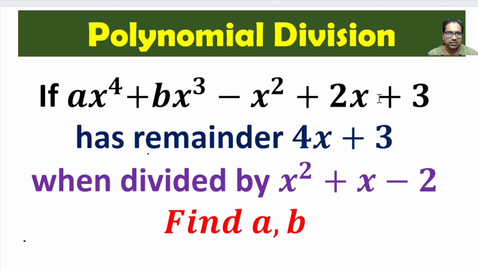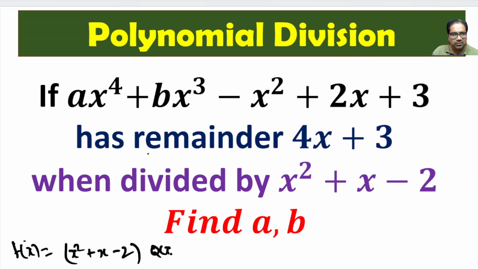Here we are given some function. Let's call this function f(x). What we are given is that f(x) is divided by x^2 + x - 2, right? If we divide this, we'll get some quotient. Let's say the quotient function is some q(x) plus some remainder. What is the remainder? 4x + 3. This is what the statement is about.